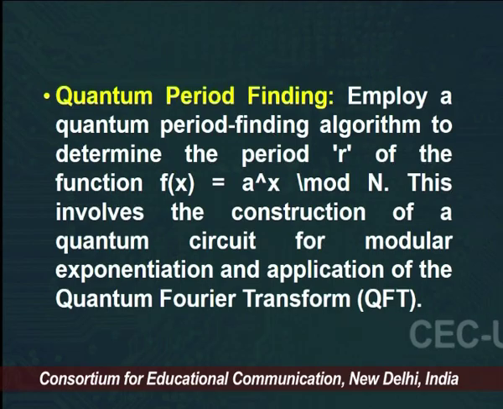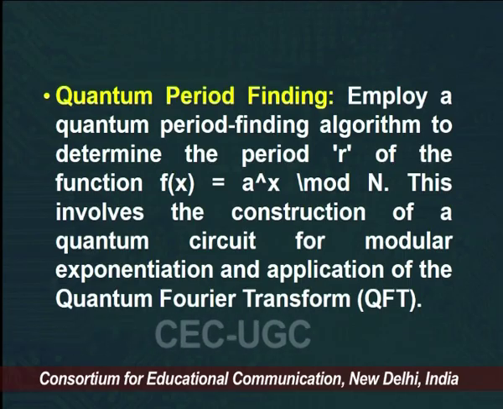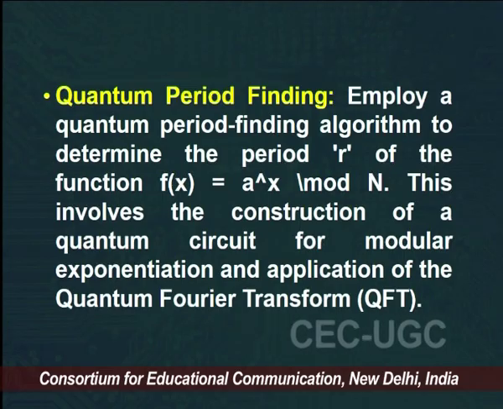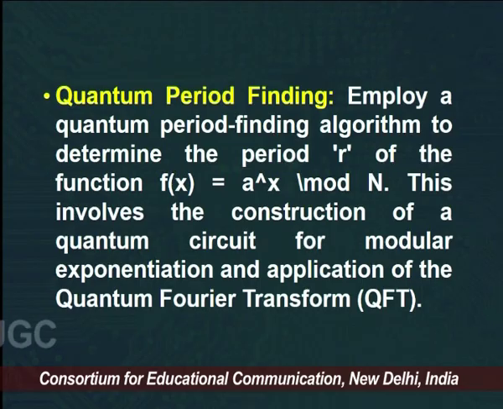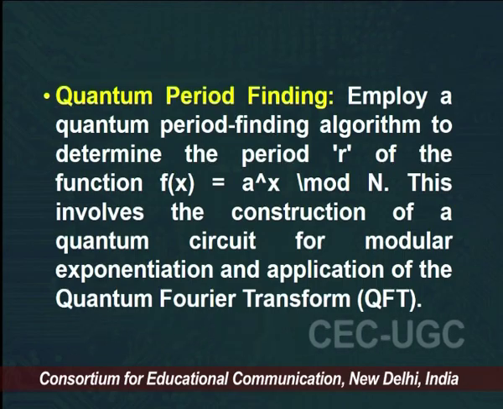That is also one of the important mechanisms. They employ a quantum period finding algorithm to determine the period r of the function defined as f(x). Now, this involves the construction of the quantum circuit, modular exponentiation, and applications of the quantum Fourier transform. Means, in a hybrid manner we can use Shor as well as the quantum Fourier transform, that is the QFT.